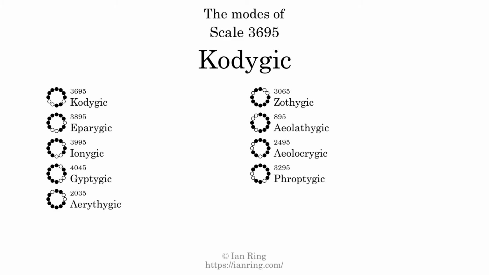The ninth and last mode is scale 3295, also known as Heteromorphisms. It sounds like this.